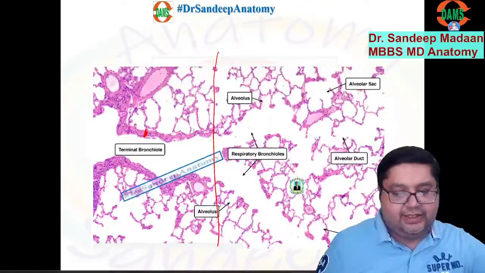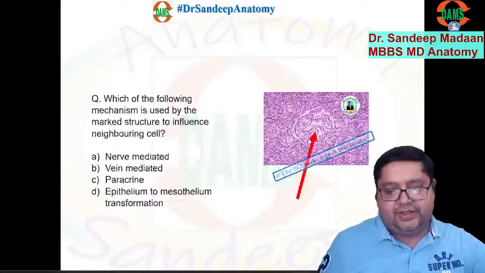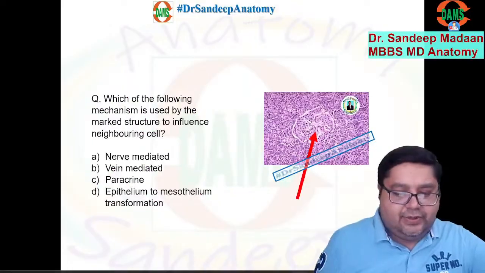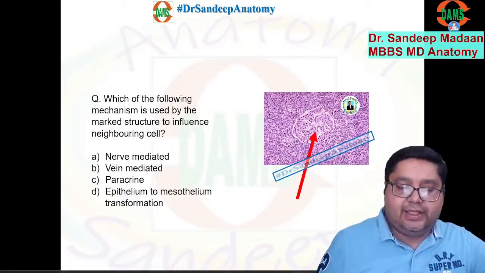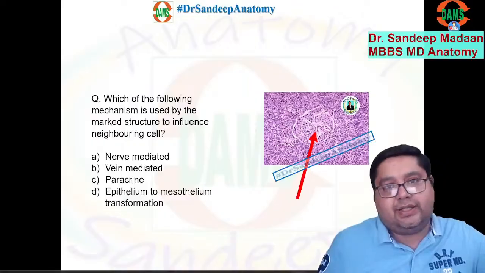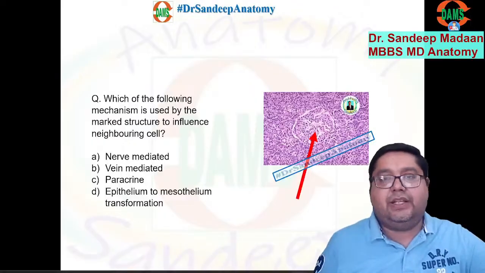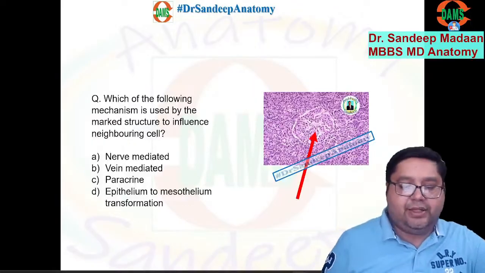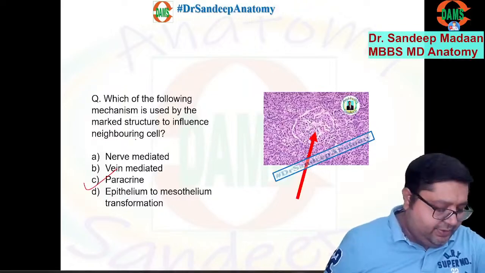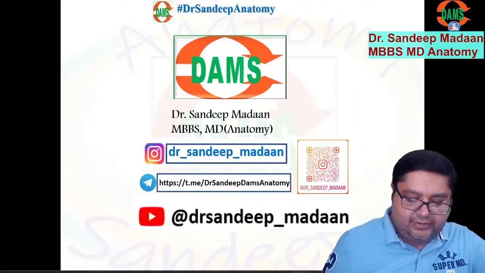Now this picture was there, and the respiratory bronchiole, I have provided this picture also. And this was there, some islets of Langerhans were there, and they asked how they influence neighboring cells. The language itself is saying the neighboring cell will be influenced only by the paracrine mechanism. So the paracrine mechanism will be taken, right?